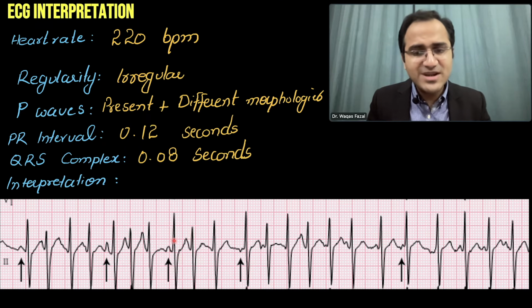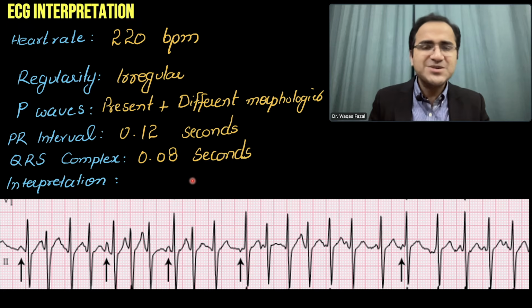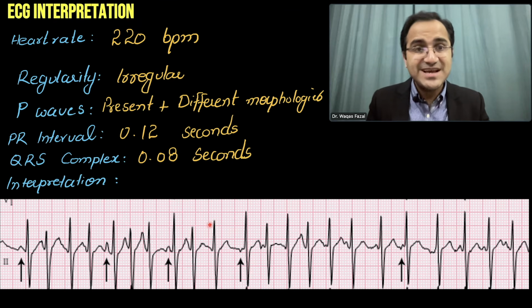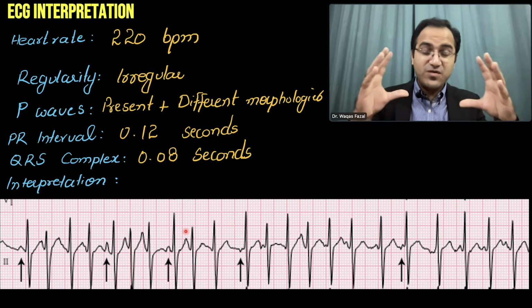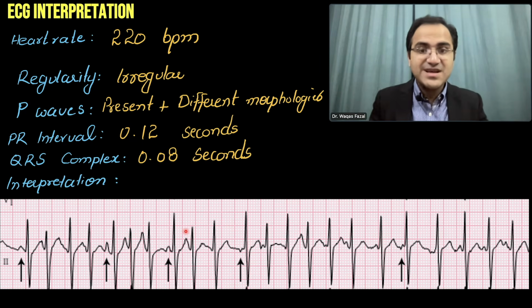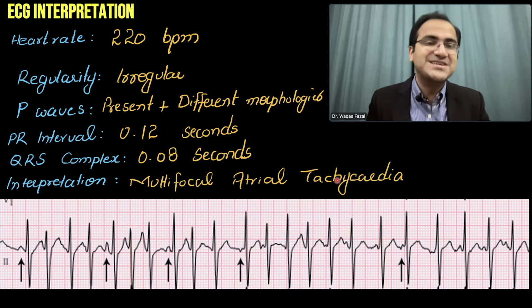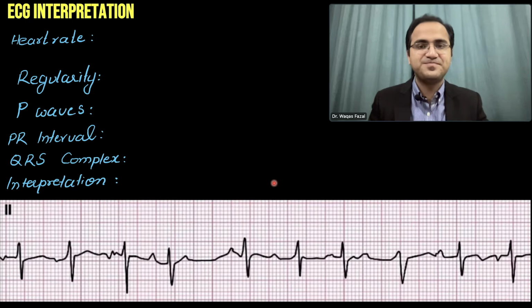Now, if you look at the QRS complexes, they are sharply pointed, with steep angles, and they are narrow. They are almost two small boxes wide. Two small boxes is 0.08 seconds. So the interpretation of this ECG is that there are multiple foci of atrial rhythms and there is tachycardia. So there is multifocal atrial tachycardia. This is not a sinus rhythm. This is multifocal atrial tachycardia.